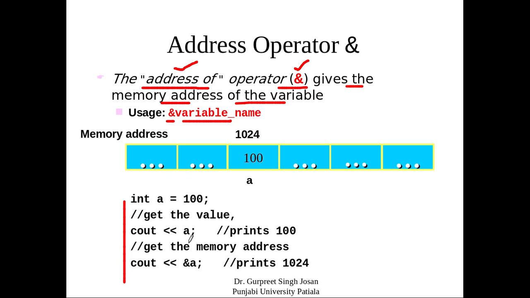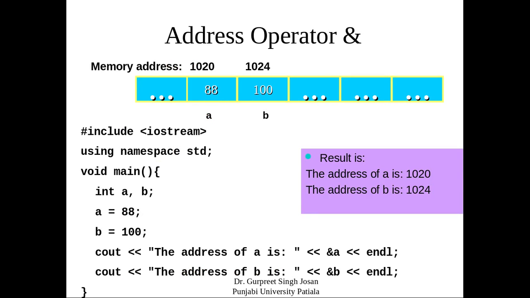This is an example. I have declared a variable a whose value is 100. If I print a using cout, that will print the value 100. But if instead of a I write ampersand a, that means I am talking about the address of variable a, and in this case it will print the value 1024. So by using the ampersand sign, you can access the address of the variable. Without the ampersand sign, you get the value of that variable. So getting the address of a variable is very simple.